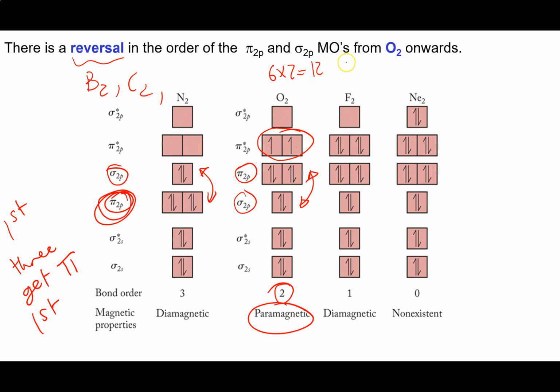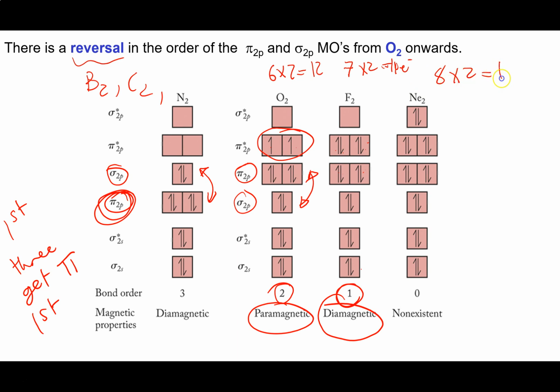When it comes to fluorine, fluorine's in group 7. I've got 2 fluorine atoms in my molecule, so I have to place 14 electrons in the MO diagram. So it goes 1, 2, 3, 4, 5, 6, 7, 8, 9, 10, 11, 12, 13, 14. There's no unpaired electrons, it's diamagnetic, and if you work through the math, you'll see that it has a bond order of first order.